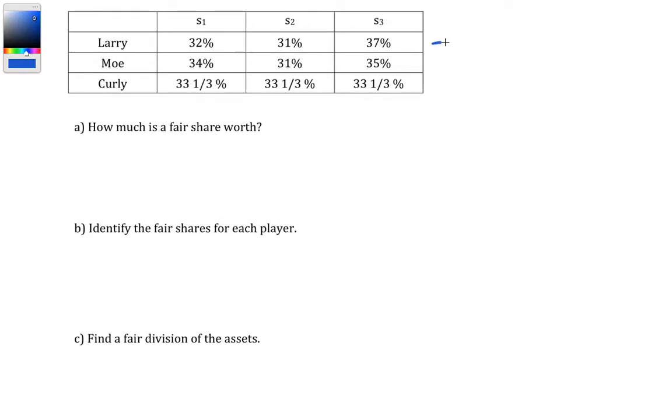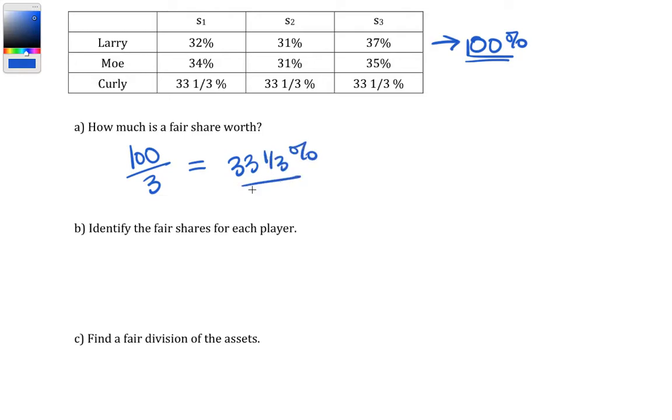Okay, first we want to ask, how much is a fair share worth? We want to notice every row of the table, or each brother's values, totals up to 100% of the value. They're dividing that among three shares. A fair share, we take that 100 and divide it amongst three people, and that gives us 33 and a third percent. So a fair share is worth at least that much.